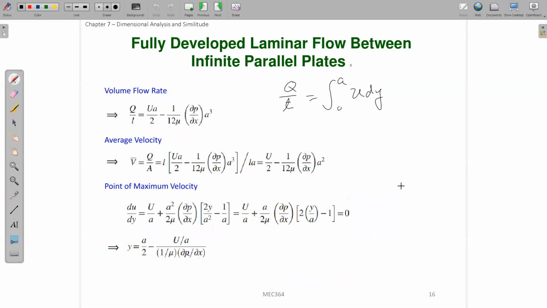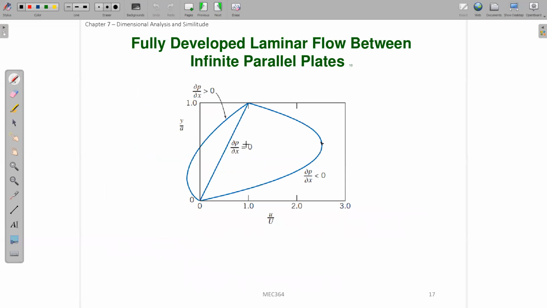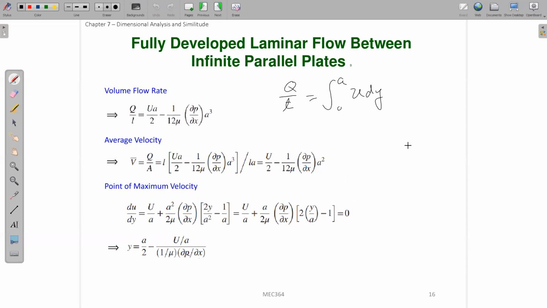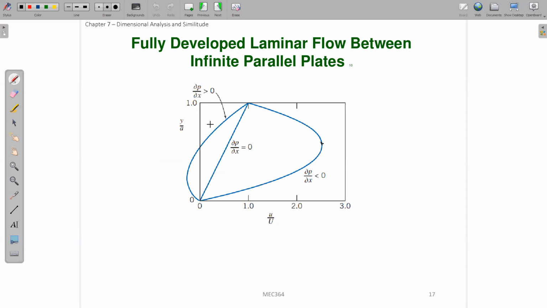Okay, and in this case, if your pressure gradient is equal to 0, then your velocity profile will be a straight line, right? If your pressure gradient is equal to 0, all this term is 0. Only this term is left. You know that your velocity field is a straight line. And if your pressure gradient is smaller than 0, you will have this kind of flow field profile.